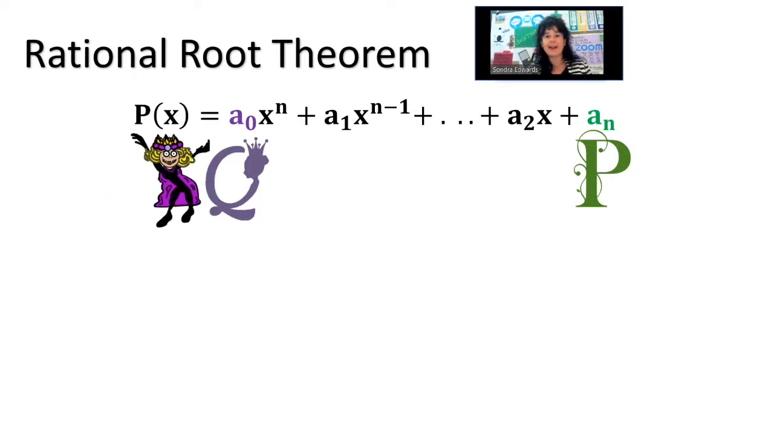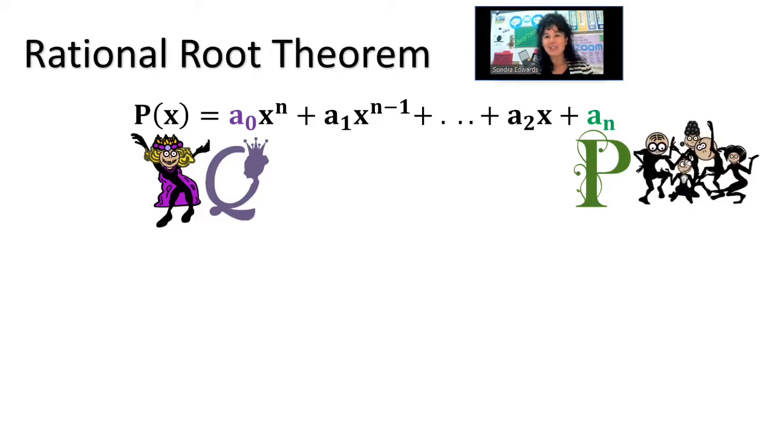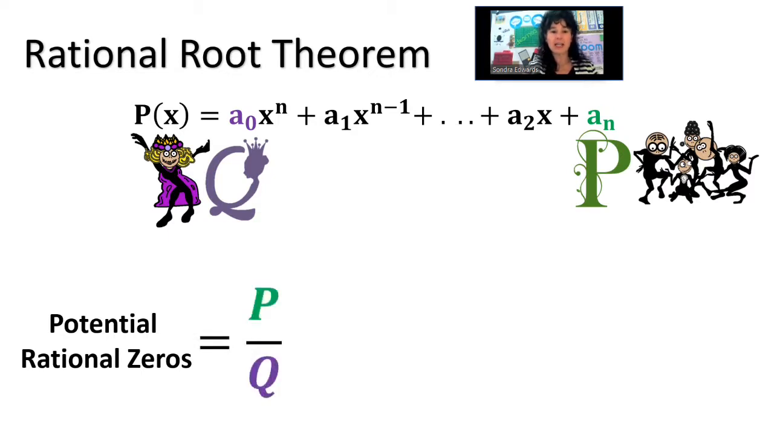Well, the queen always comes first. And then the poor peasants, they're always last. Okay, so Q, number in the front; P, number in the back. Now, the potential rational zeros, the potential rational roots, are created by making fractions of P over Q. So how are you going to remember that it's P over Q? Well, like any good story, the peasants rise up over the queen and overthrow. Ooh, this is kind of a spicy story.